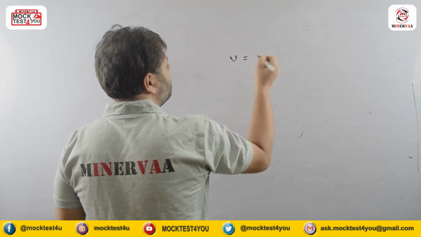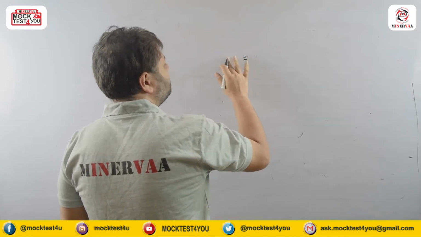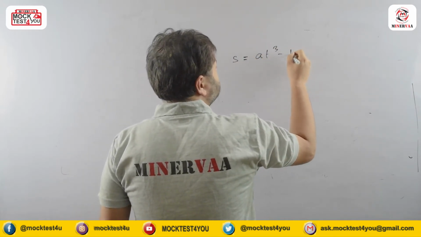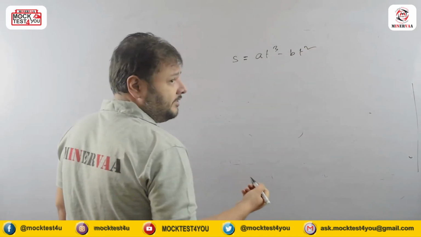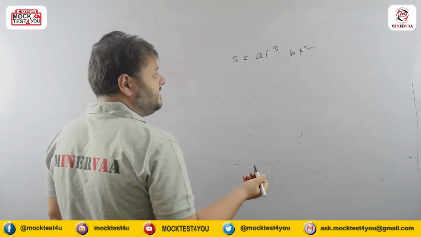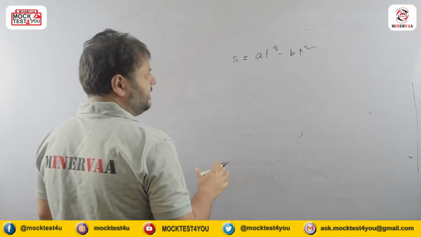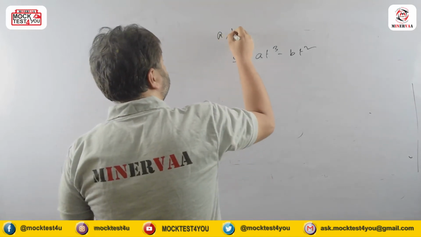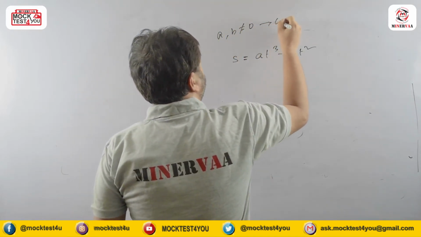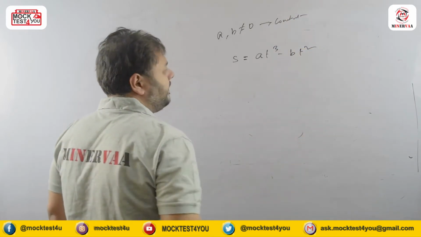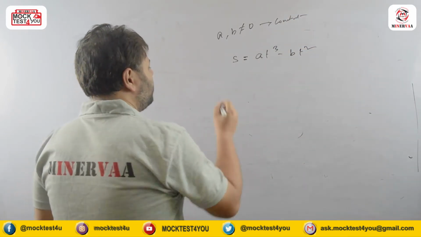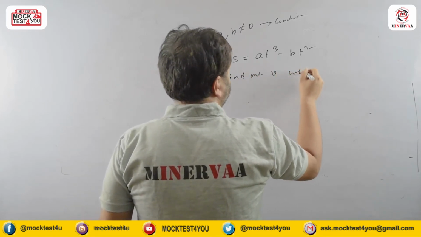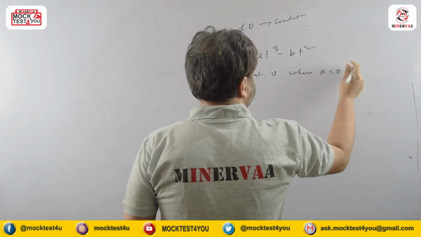Suppose the displacement is given as s equals at cube minus bt square. But we should remember that in this case a and b are not equal to 0, and they are constants, so if we differentiate a and b, they will be 0. Now the question is, find the velocity when acceleration equals 0.